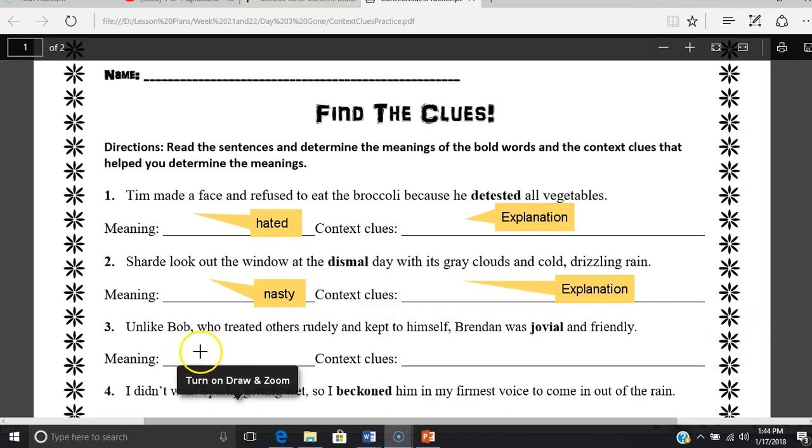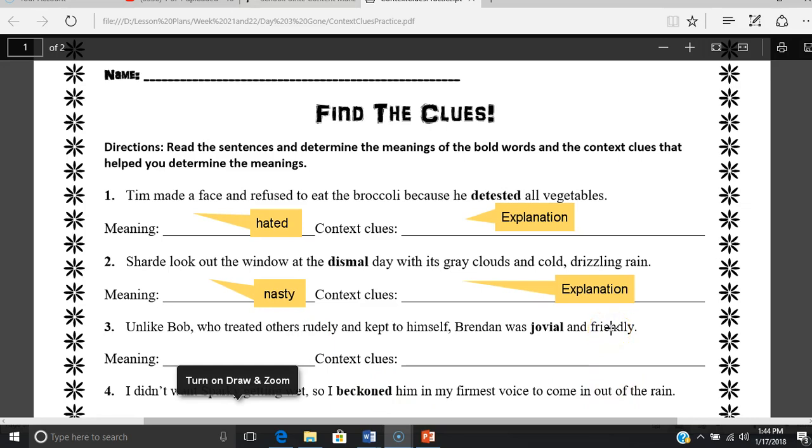it says, unlike Bob, who treated others rudely and kept to himself, Brendan was jovial and friendly. Okay, so first of all, it compares Bob and Brendan. It says that Bob was rude and kept to himself, but Brendan was the opposite. He was jovial and friendly. If I'm trying to figure out what jovial means, I see that there is an antonym here, rude, and it says that he wasn't like that. And then I also see a synonym here, friendly.